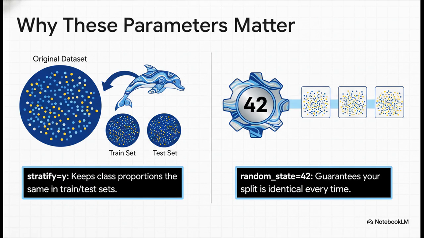Then you've got random_state equals 42. This is your sanity check. This little number ensures that every time you run this code, the split is identical. Your coworker runs it, same split. The deployment server runs it, same split. It kills the, well, it worked on my laptop excuse forever.